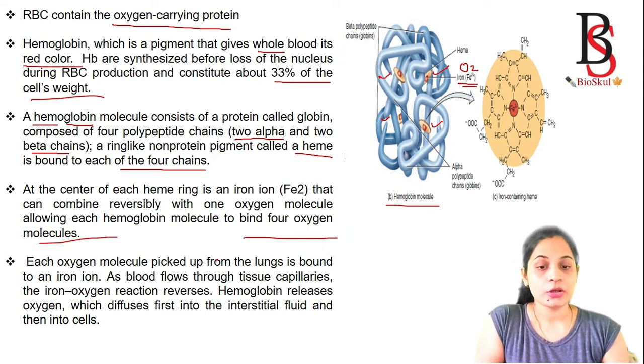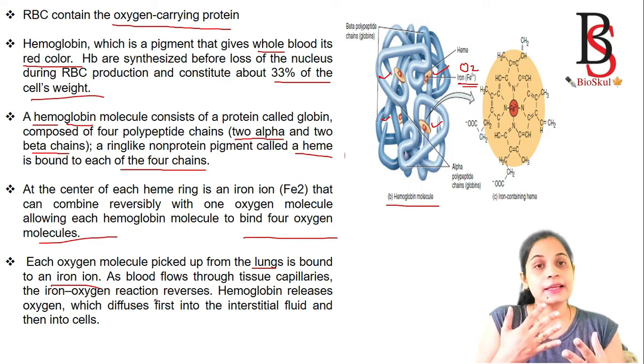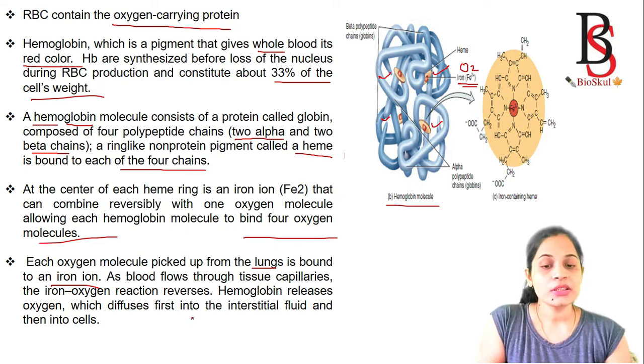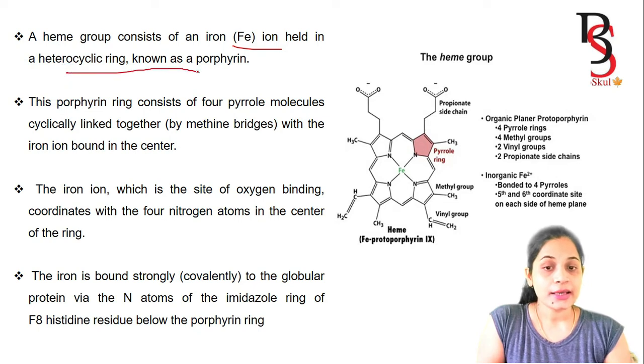Each oxygen molecule picked up from the lungs is bound to an iron ion. As blood flows through the capillaries, the iron-oxygen reaction reverses, and hemoglobin releases the oxygen, which diffuses into the cell. A heme group consists of a centered iron ion held in a heterocyclic ring known as the porphyrin.